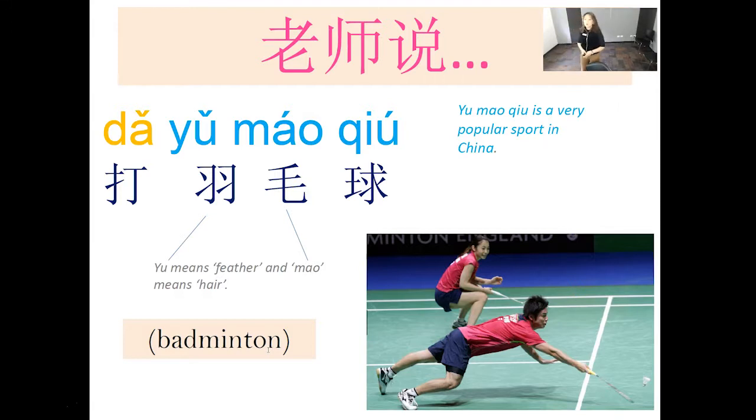羽毛球. Everyone. Third tone. 羽毛球. 羽毛球. Feather. 毛 is hair. 球. Ball. Feather, hair, ball. 羽毛球. Alright, it's time to test our memories.